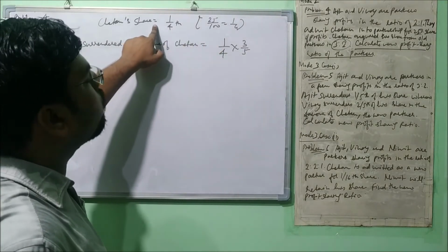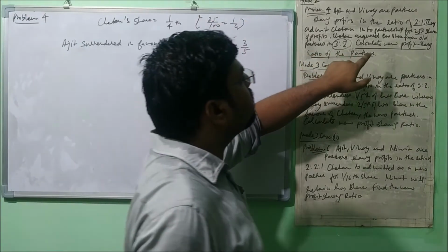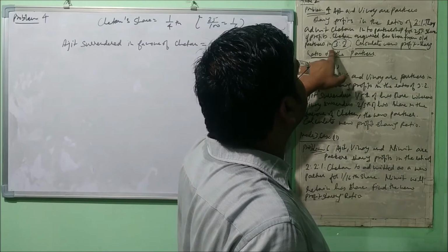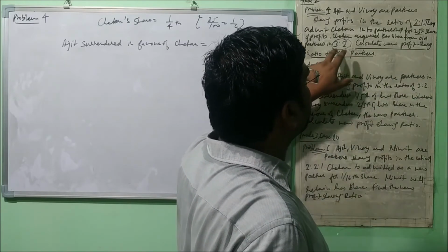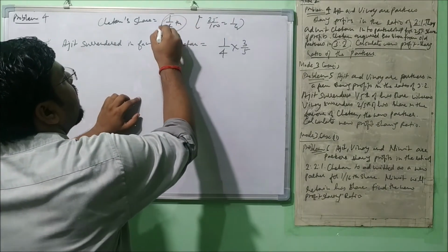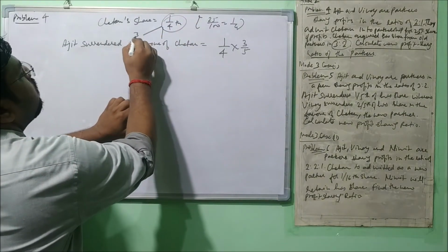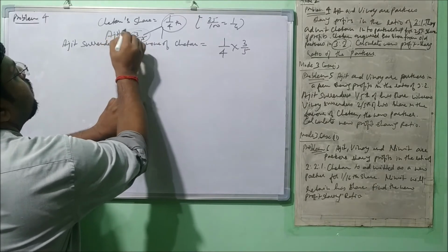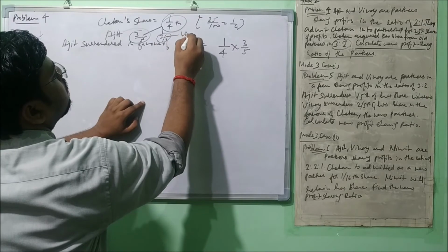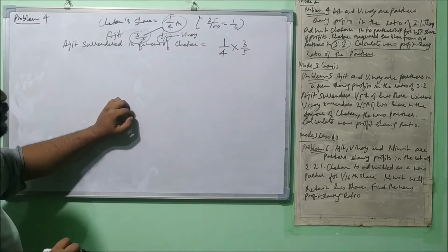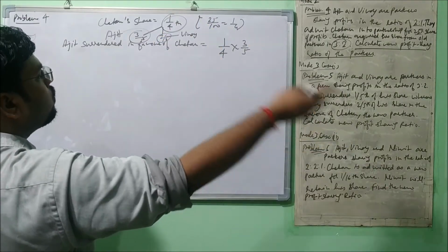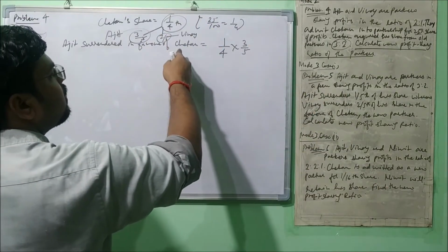3/5 of 1/4. Because what is written here? Chetan acquired this share from the old partners in 3:2. So the portion will be taken from his share. This 1/4, you understand, he got 3 by 5 from Ajit and 2 by 5 from Vinay. Understood the point? So there have to be two parts of 1/4, one 3/5 and another 2/5.